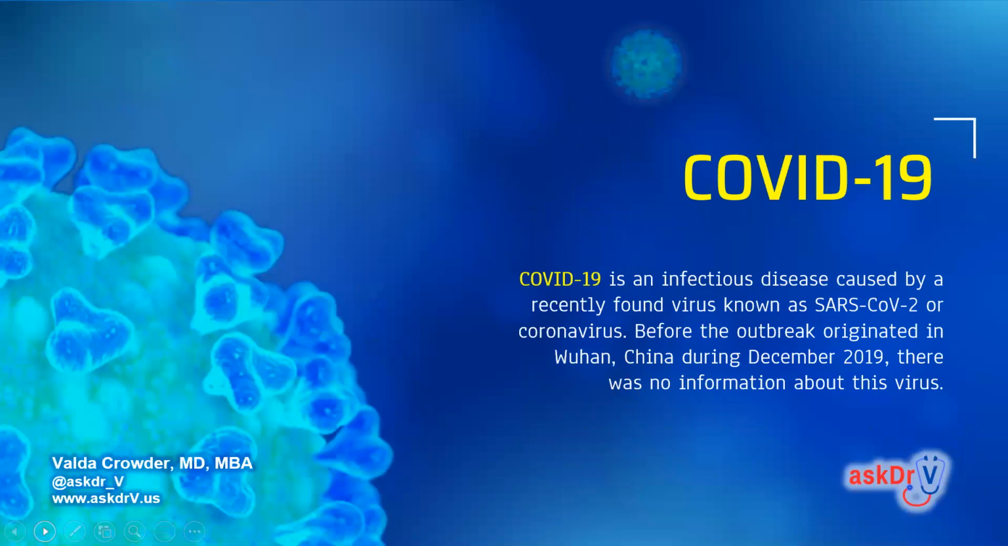COVID-19 is an infectious disease caused by a recently found virus, SARS-CoV-2. Some people call it SARS-2 in the medical community, but in the general public, it's called COVID-19. It originated in Wuhan, China, and it was first discovered in December of 2019.